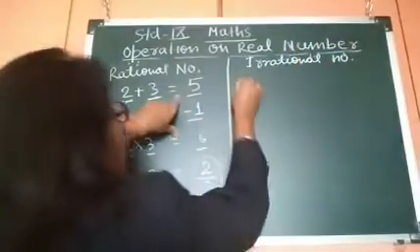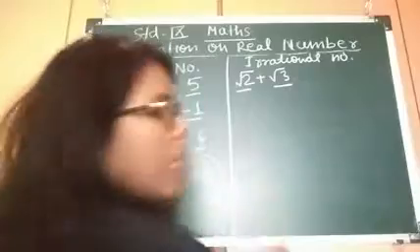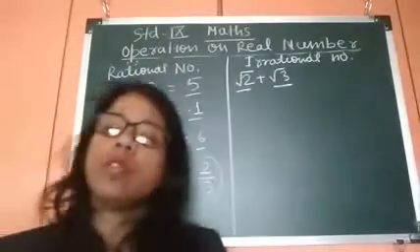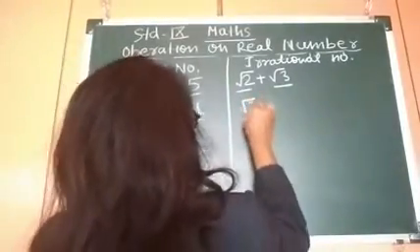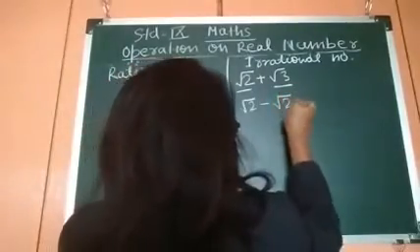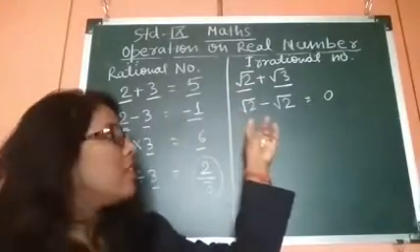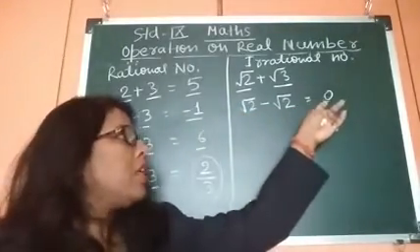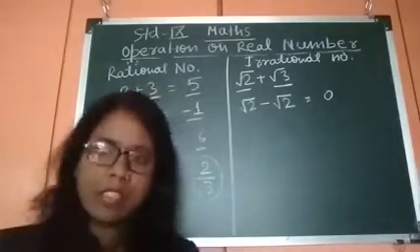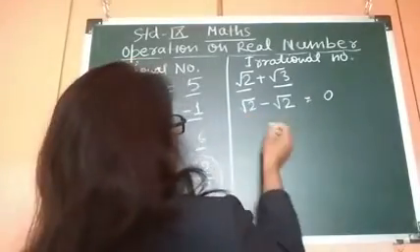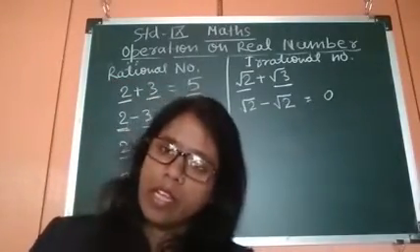Irrational numbers. Root 2 plus root 3: root 2 is an irrational number, root 3 is an irrational number, and root 2 plus root 3 is also an irrational number. No problem. Now come to root 2 minus root 2, which is equal to 0. Root 2 is an irrational number, root 2 is an irrational number, but 0 is not an irrational number, it is a whole number. That is why it is a rational number. Fine. So this one is an irrational number, the second one is an irrational number, but the result is not an irrational number.